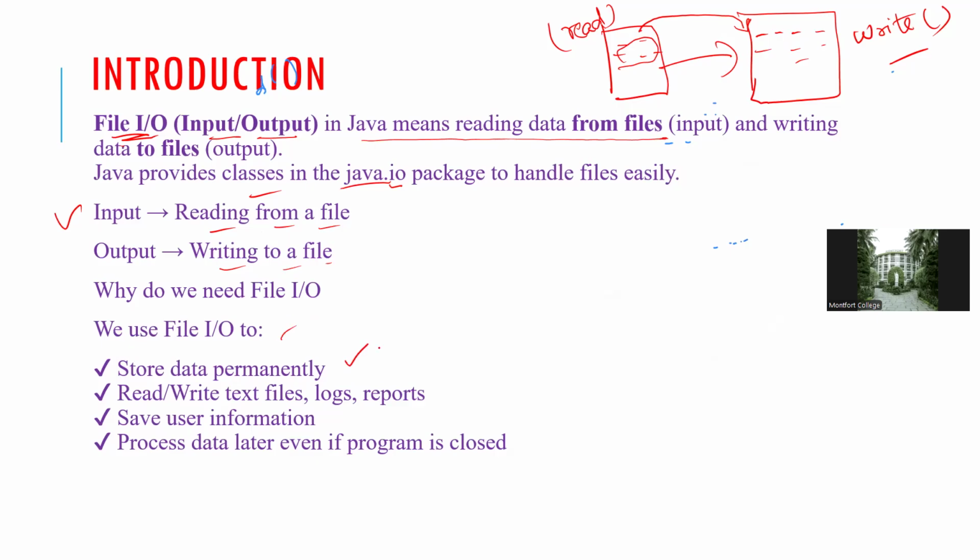Next, we use file IO to store data permanently, read or write text files, logs, reports, all these things we can perform. Save users' information, and process data later, even if the program is closed.